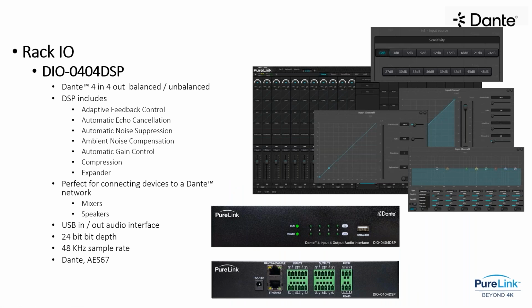All right, then we look at our install type products, and the next three are really the same product. They just have additional connectivity. So we start with our 4 input, 4 output rack mount Dante interface with DSP. So I can take 4 channels of analog audio in and convert that into Dante, send it out on the Dante network, or I can take 4 channels of Dante audio and convert them to analog and send them out to devices in my rack or my system.